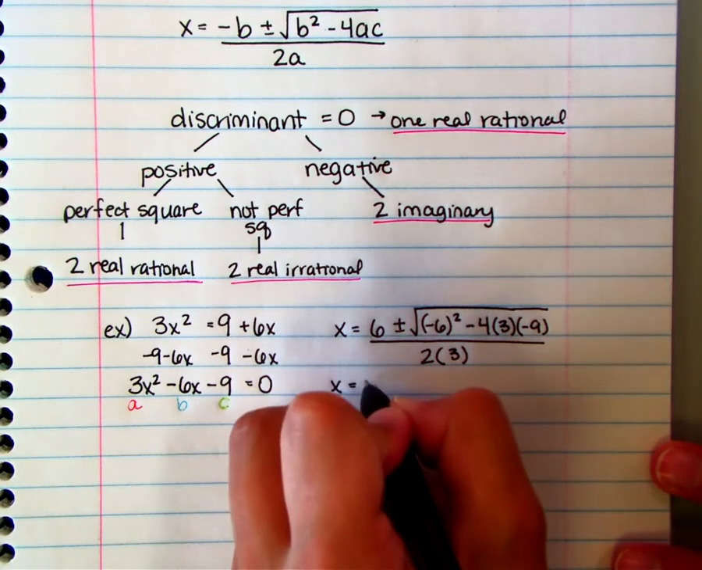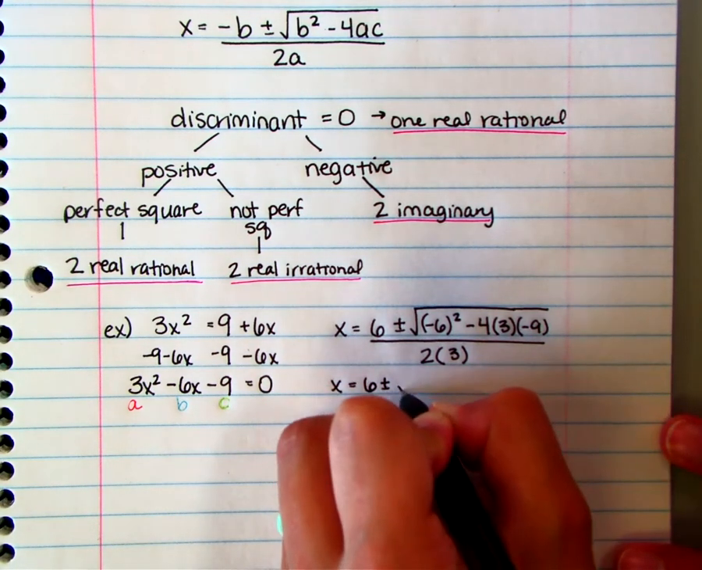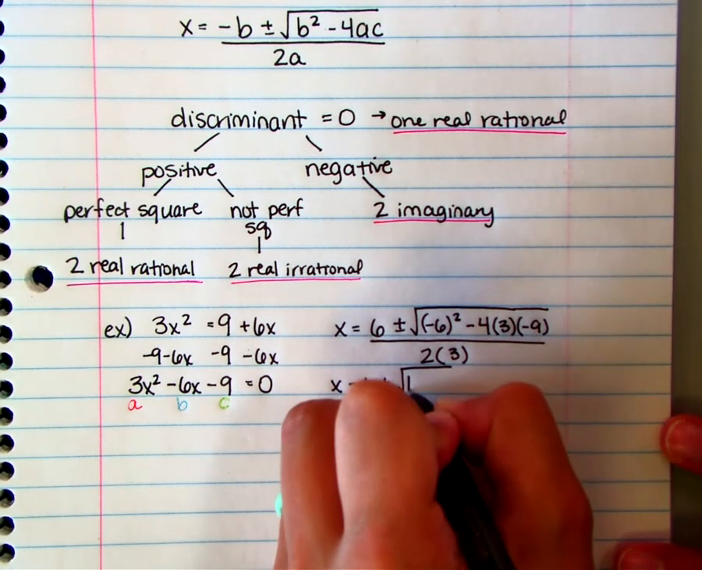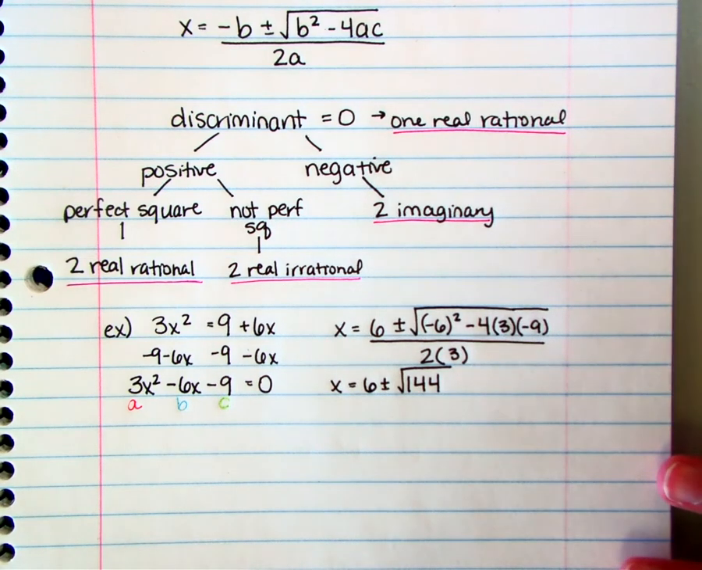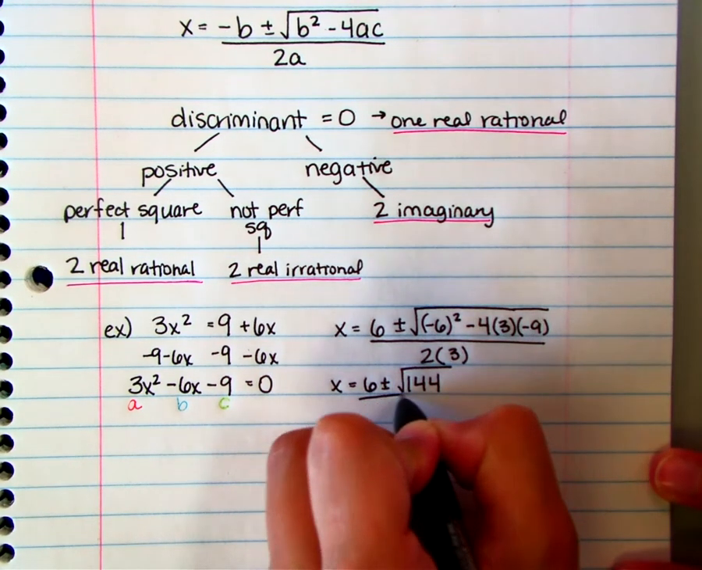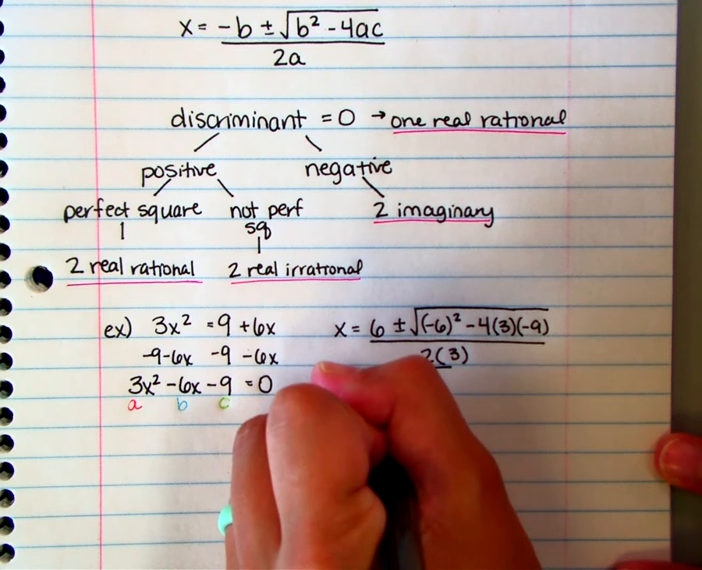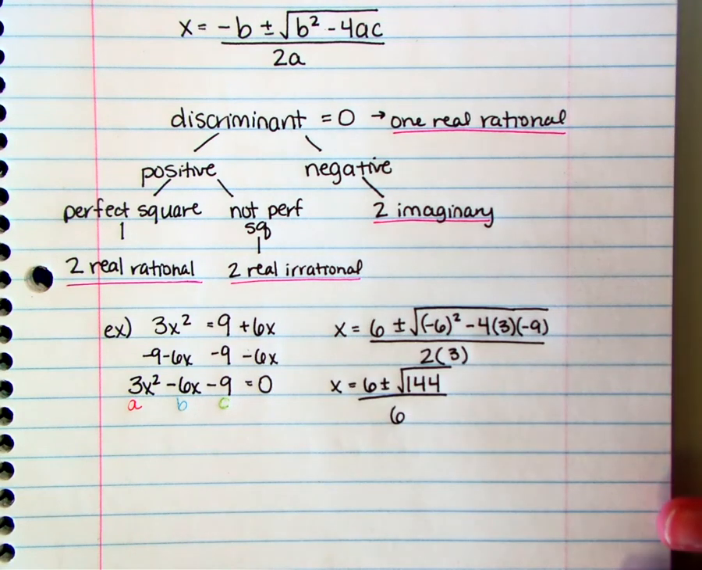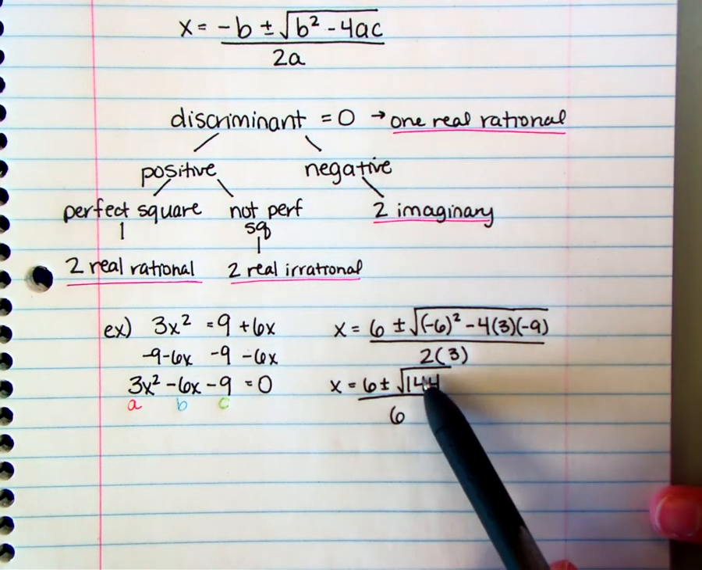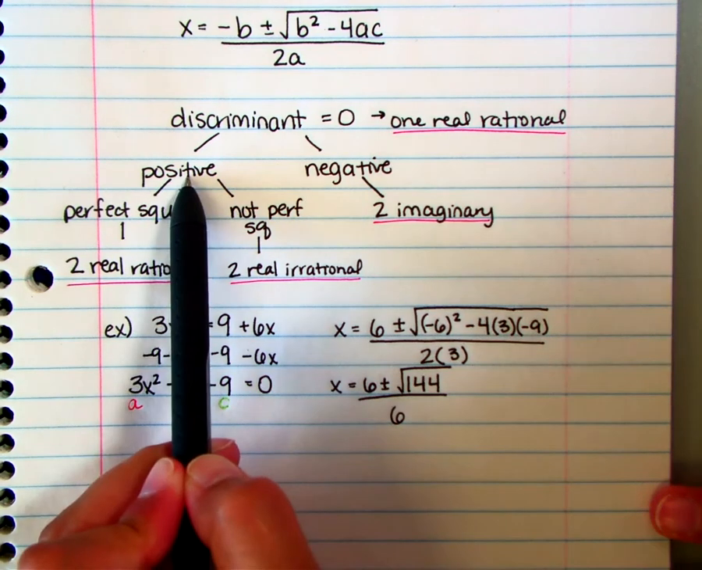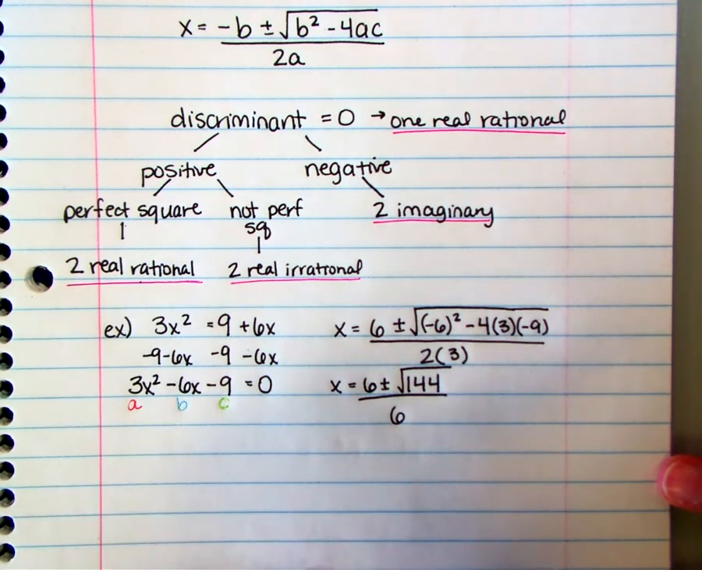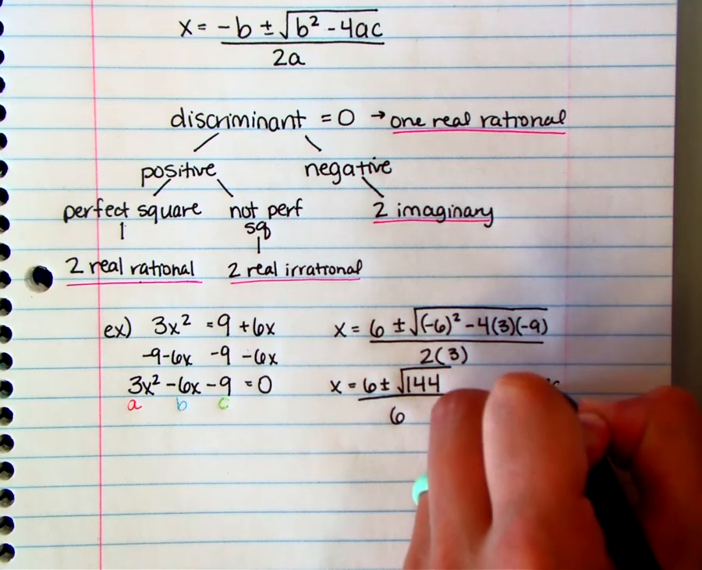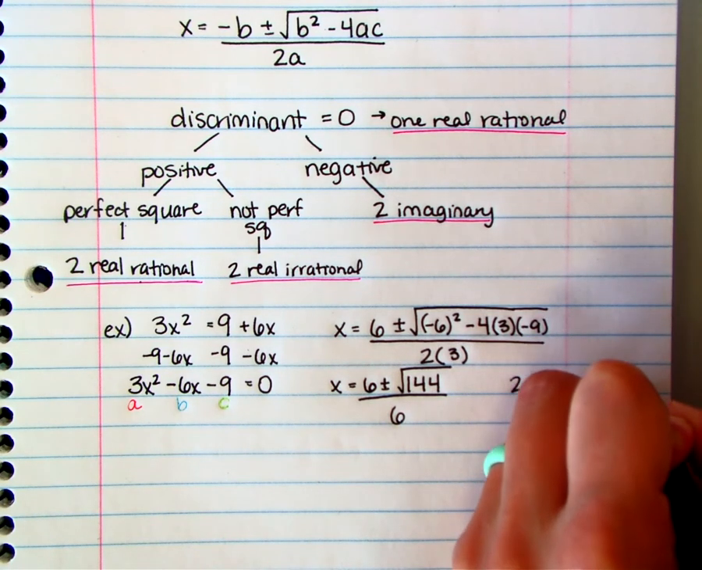You can plug that straight into your calculator, and what you should find is 144. Be careful with your parentheses. Be careful with your minuses or your negatives. So I'll have 6 plus or minus the square root of 144 all over 6. If we pause there, if the discriminant is 144, we see that it's positive, and we see that it's a perfect square. So in the end, we should have 2 real rational roots.